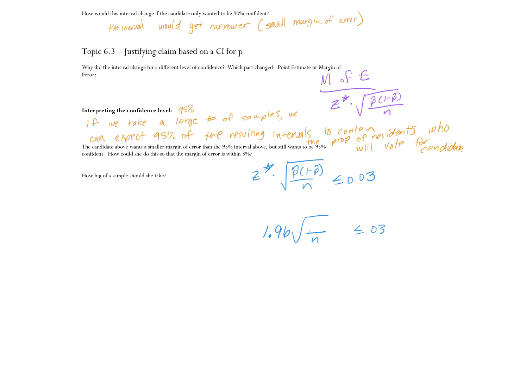$1.96. What about for p hat and 1 minus p hat? Keep in mind, we would do this before we've taken our sample, because we don't know what size sample to take. Do you guys catch my drift on that? Okay, so what should I use?